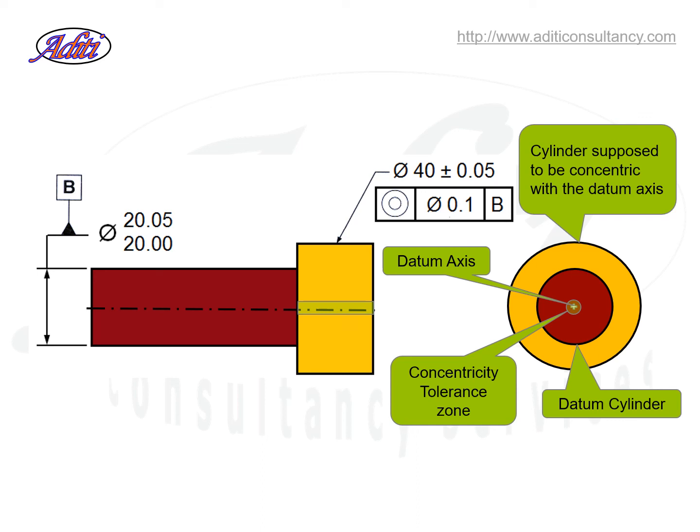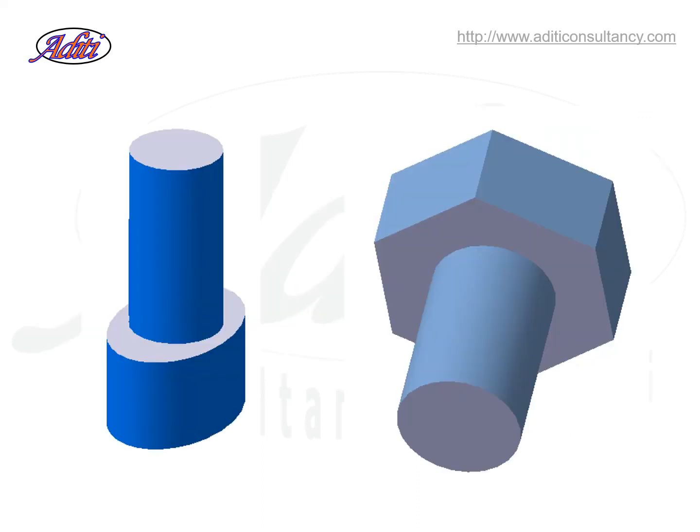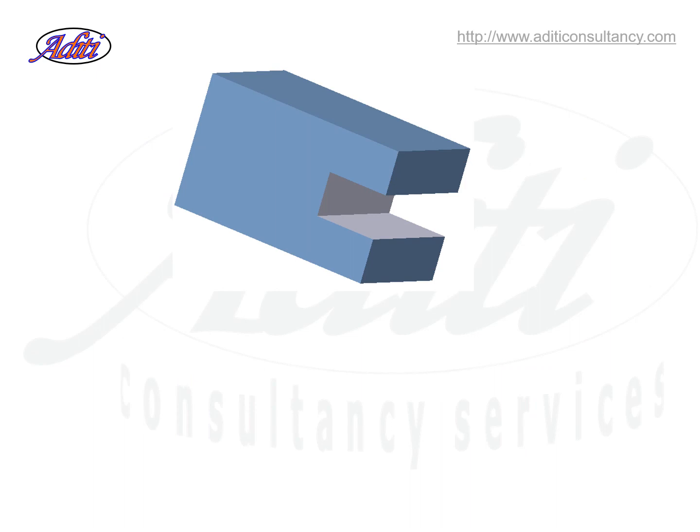Concentricity will not control the shape of the features. Concentricity can be defined for parts of these configurations also. It can be defined between the axis of a cylinder and an ellipse or the axis of a cylinder and a hexagon. As long as an axis can be defined for a feature, it can be controlled with respect to the axis of another feature. Finally, let us see what is symmetry.